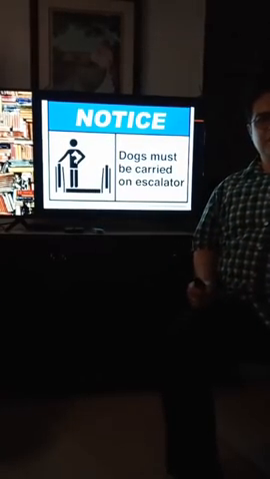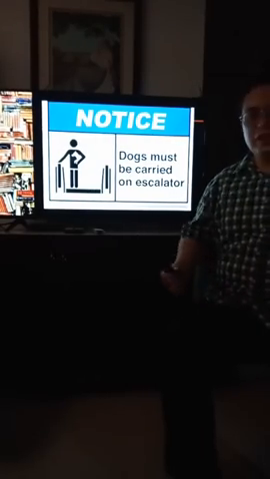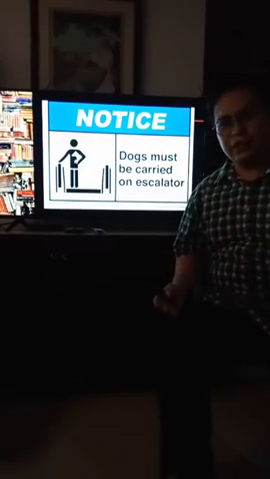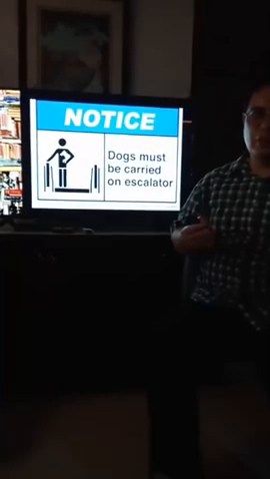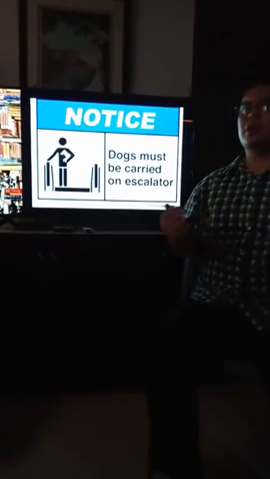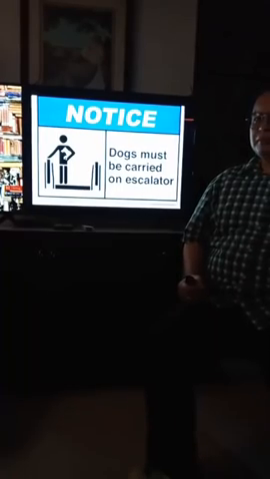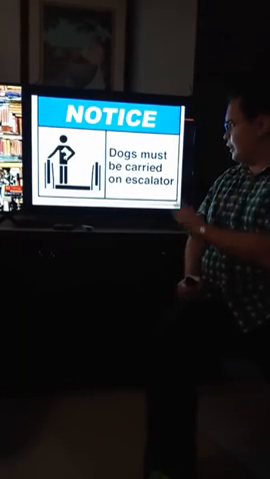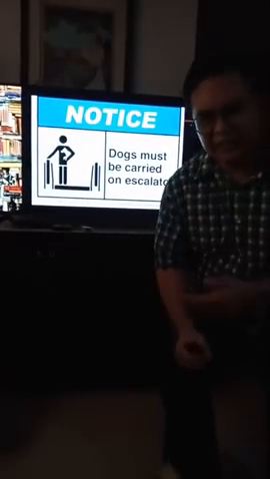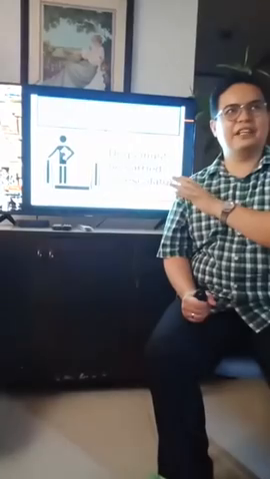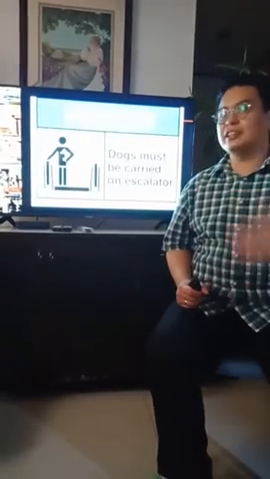What is your initial uptake of this sign? You would think that it means that if you have a dog with you, and you're going to board an escalator, then it is imperative that you carry your dog, or else the mall guards will accost you for bringing the pet. However, if you think about it, you can also read this sign in a different way. Dogs must be carried on escalator. Can we interpret this sign as if you don't bring a dog to the escalator, you will be banned from taking that escalator?